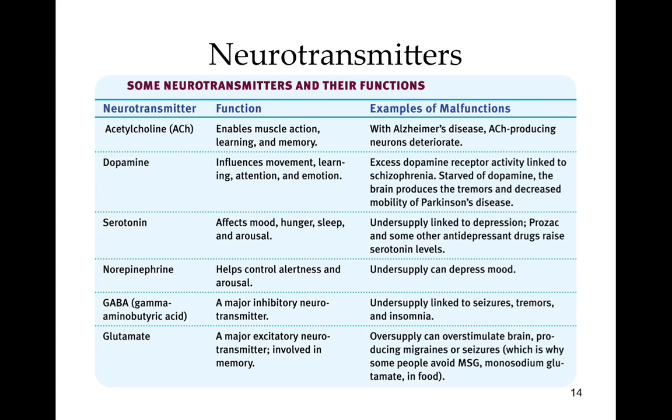Glutamate, oftentimes we find glutamate in sodium, like MSG or monosodium glutamate. It's a major excitatory neurotransmitter. It's an agonist. It's involved with memory. Oversupply can sometimes produce migraines or seizures. That's why some people who have chronic migraines, doctors will recommend that they remove MSG from their diet to see if their migraines decrease.